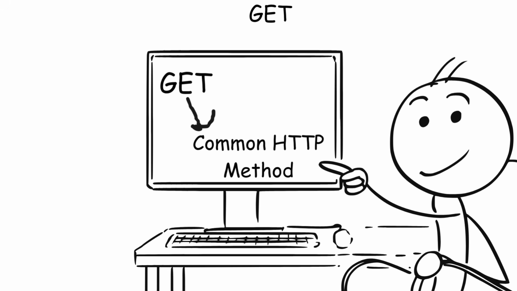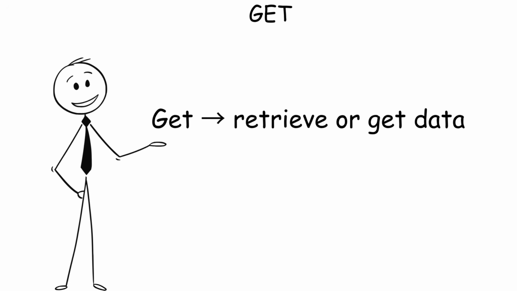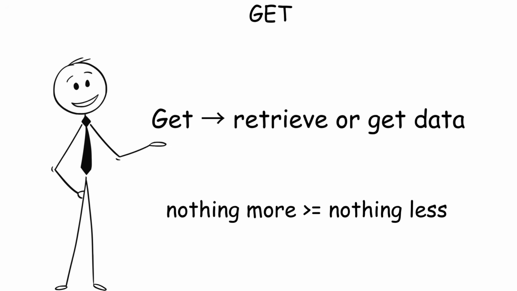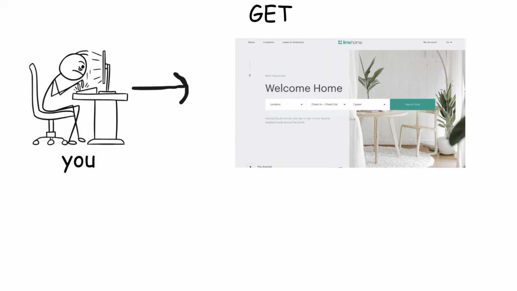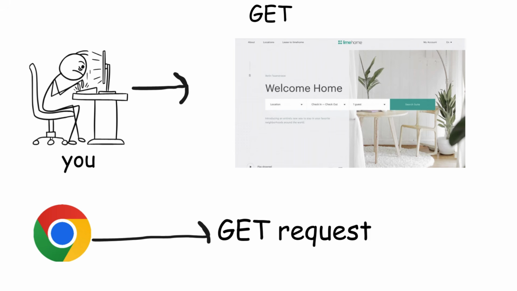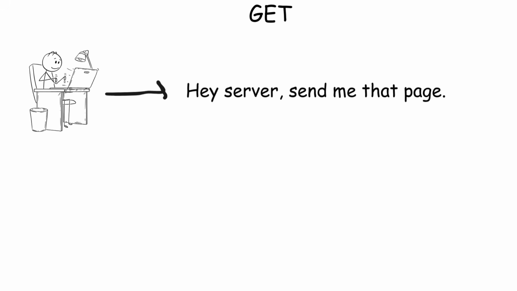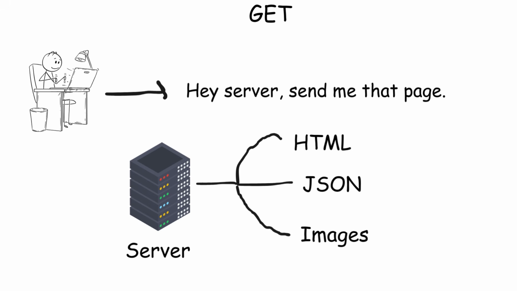GET. GET is the most common HTTP method. It's used to retrieve data from a server. Nothing more, nothing less. When you open a website, your browser is sending a GET request behind the scenes. It's saying, "Hey server, send me that page." The server responds with the content, maybe HTML, JSON, or images.